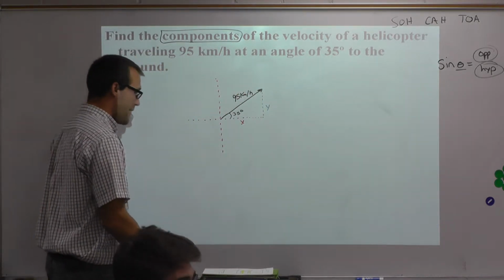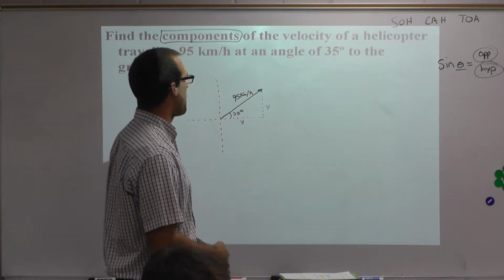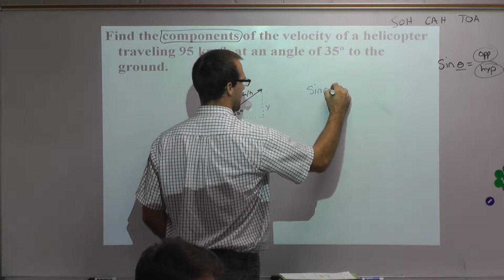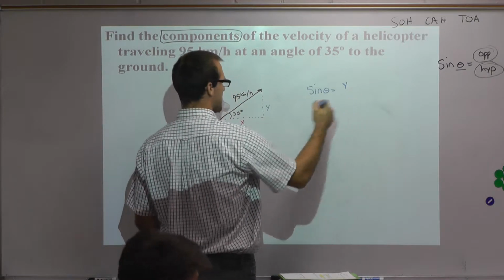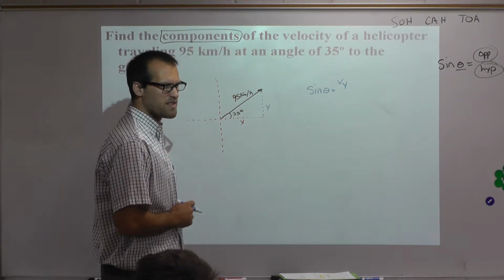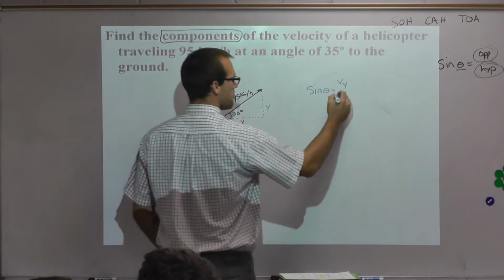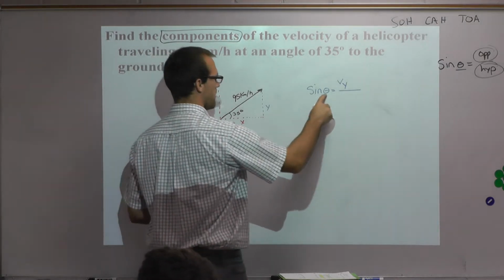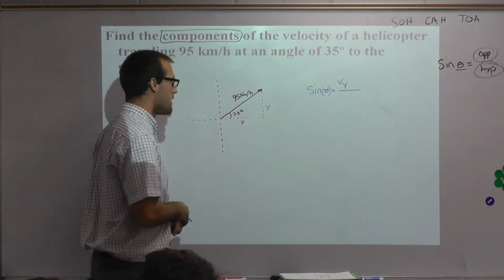So using SOHCAHTOA, the sine function is opposite over hypotenuse. So you have sine of theta is opposite, which is y, and since it's velocity, we'll go vy. Okay, does that make sense? The y component of the velocity, vy. Why are you using theta when you have your degree? Well, I just haven't put it in. 35. I'll put it in.